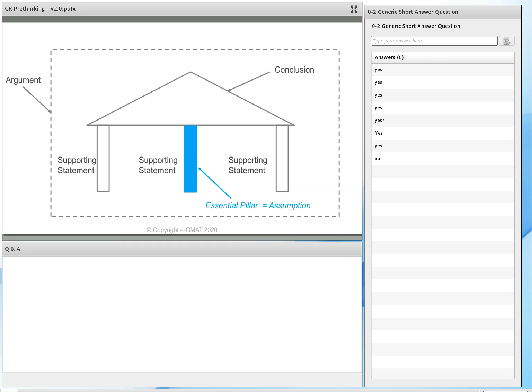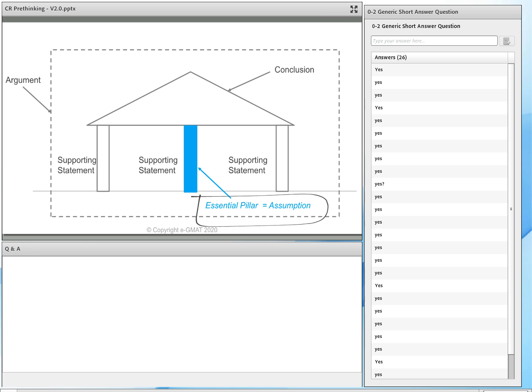Yes. So yes, there can be. If you have a big roof, there can be more than one essential pillar. And similarly, in an argument, there can be more than one assumption, if the argument is making a claim which is far off from the facts that the claim is based on. So if the author provides very little information but makes a really broad claim, then you can have multiple assumptions in there. But each one of them is going to satisfy that must be true condition.